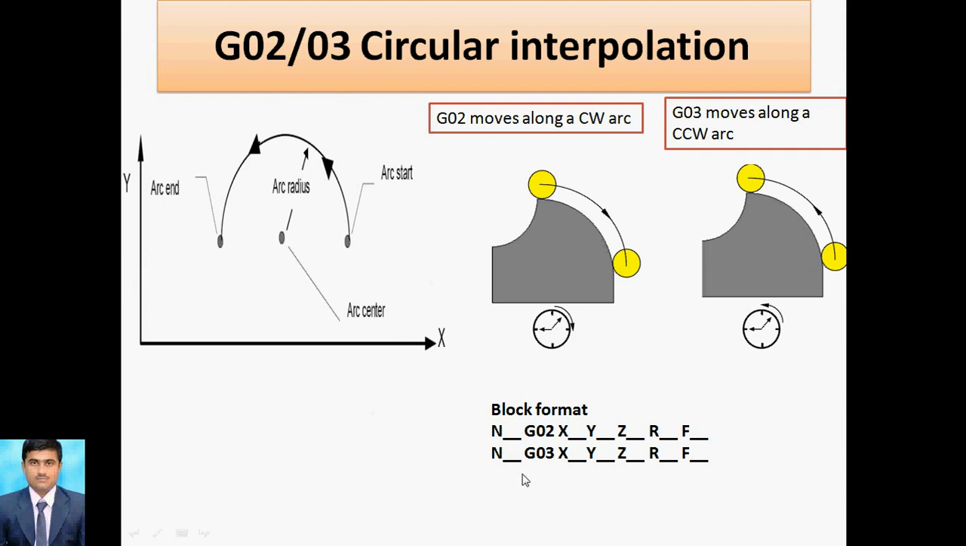Similarly, we go for G03, that is for counterclockwise. So here the movement will be like this. This is the anti-clockwise direction. Here the only change is G03. Otherwise, the block number is the same, N01 or N02. As per requirement, G03, X value you can put here, Y value put here, Z and R. R is the radius for the circular interpolation, and F is the feed rate. So this is about G02 and G03.